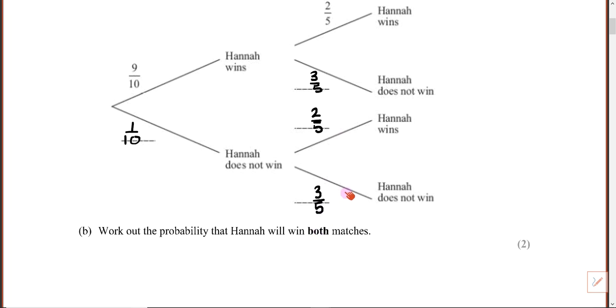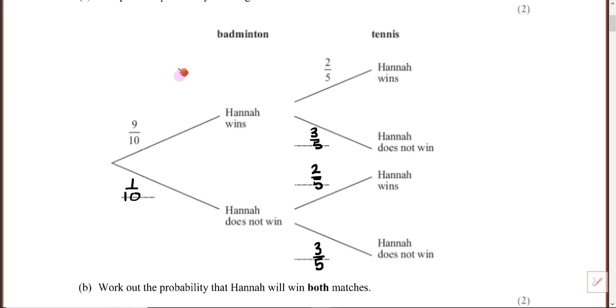So what is the probability Hannah will win both matches? We have to consider the branches that she wins the badminton and she wins the tennis. So the probability will be badminton and tennis, she wins both. So we are going to do 9/10, 2/5, and what do I do in between?